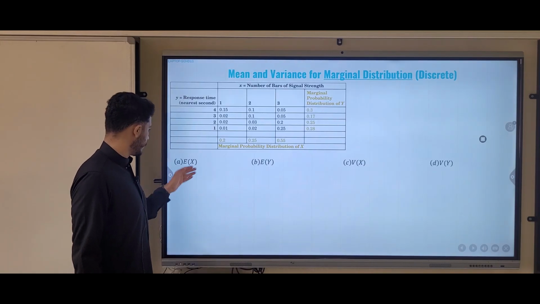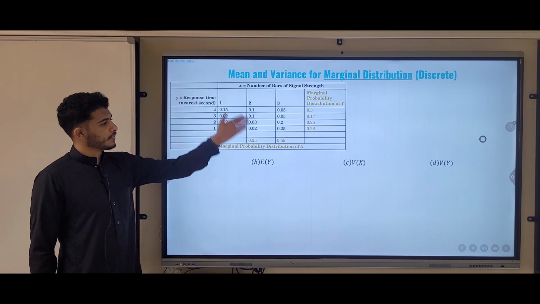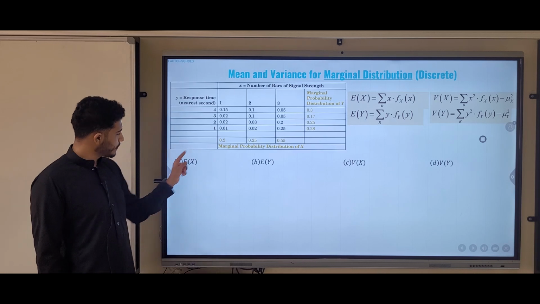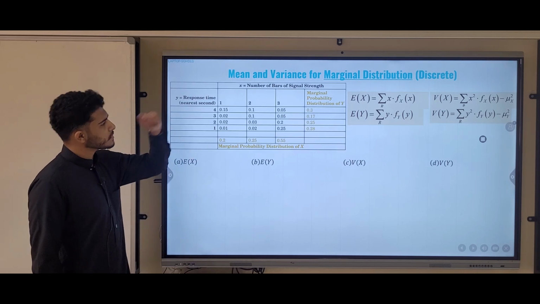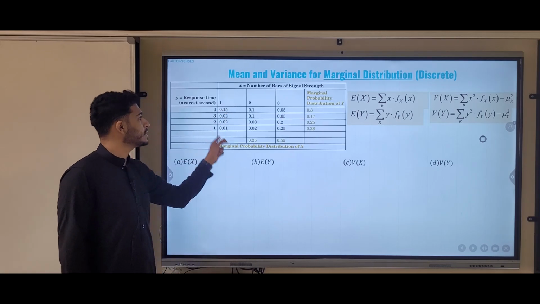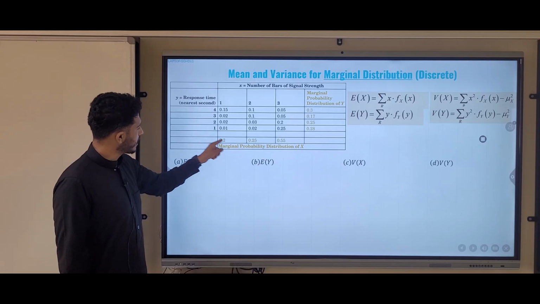So the expected value of x and the expected value of y, the variance of x and the variance of y, everything is easy. Let's put the formulas there and try to solve using them. So let's find the expected value of x first. This is the formula for it, where we have to multiply x, the outcome, by the marginal probability of that outcome. And here we're going to multiply 1 by this marginal.